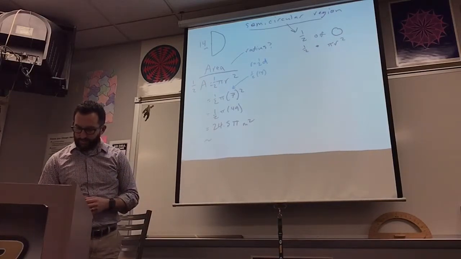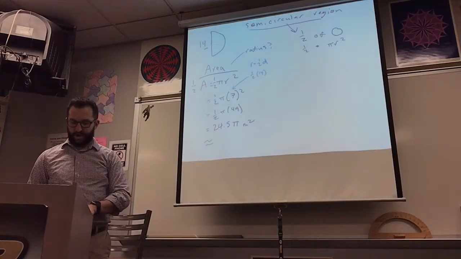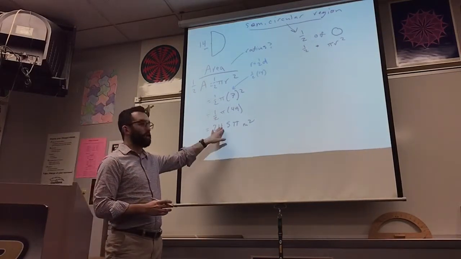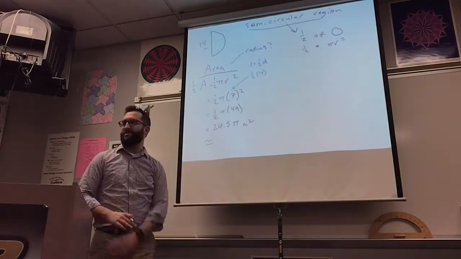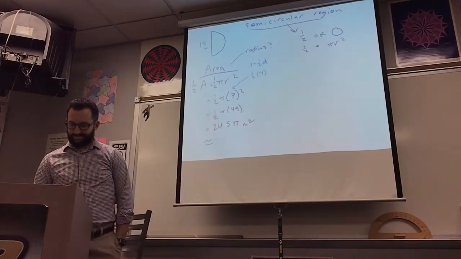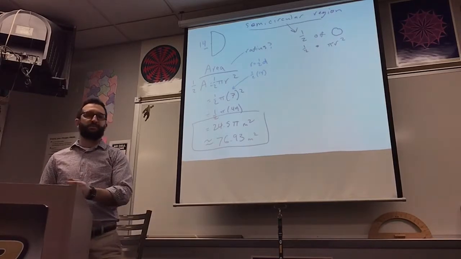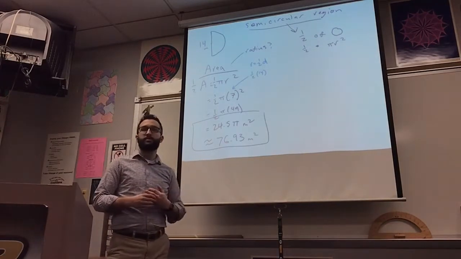And now we can plug this into our calculator. 24.5 times 3.14 equals a little bit more than 75, right? 76.93 meters squared. Now if I'm going too fast, slow me down.